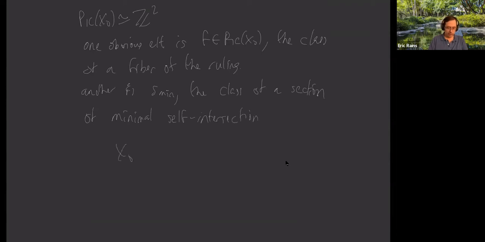So the point is that X naught is P of a vector bundle on P1. But if we twist by a line bundle, we don't change anything. So it's really P of a vector bundle of the form structure sheaf plus O of minus D for some D. The standard name for this is F_D. A ruled surface over P1 is called a Hirzebruch surface, and there's basically one for each non-negative integer. So this is the Dth Hirzebruch surface.